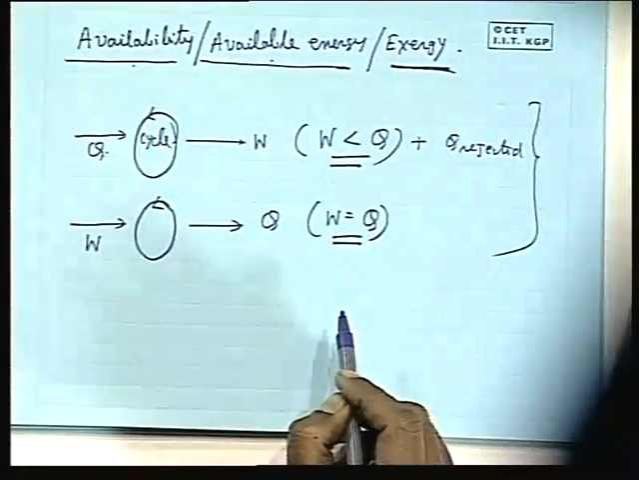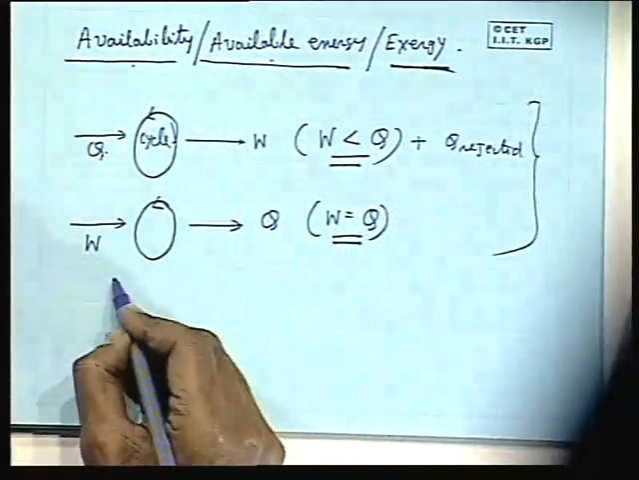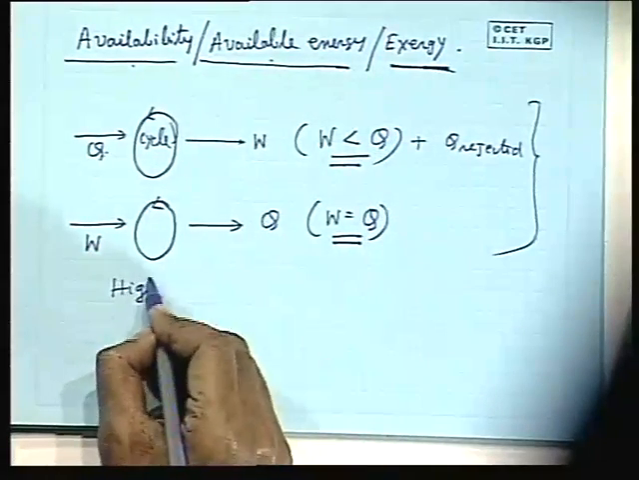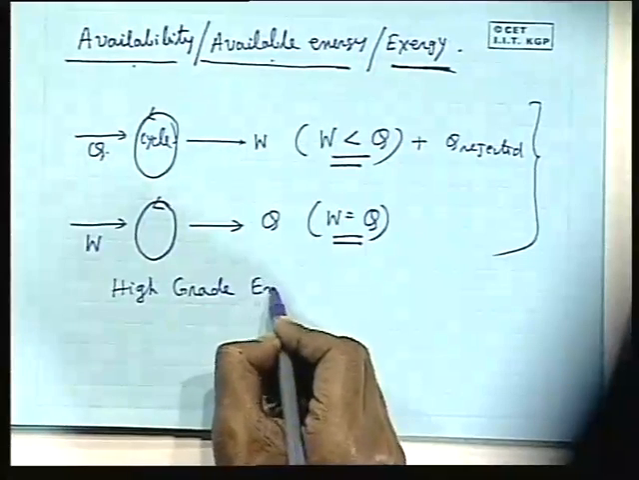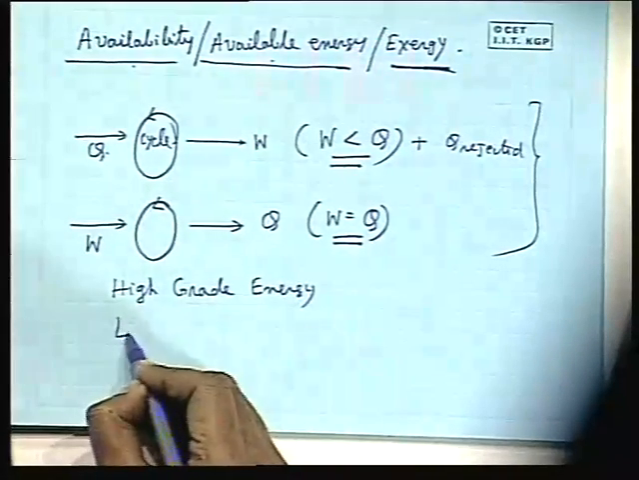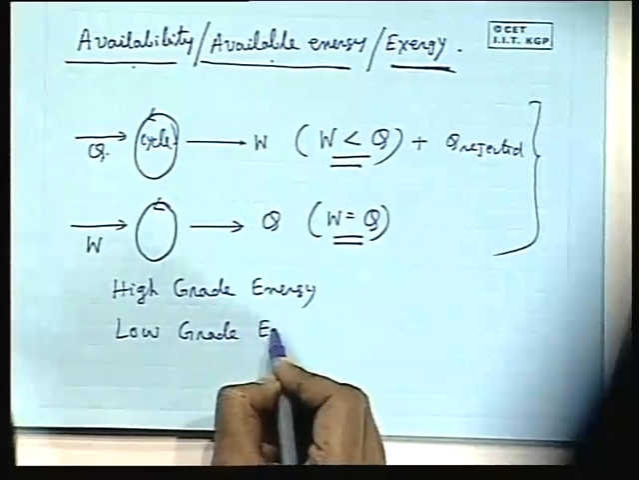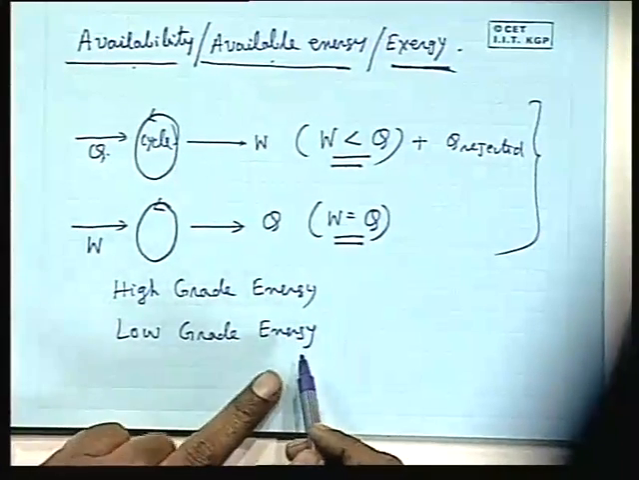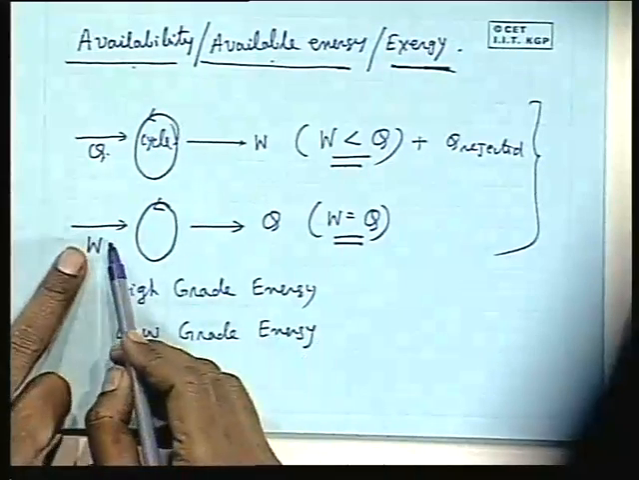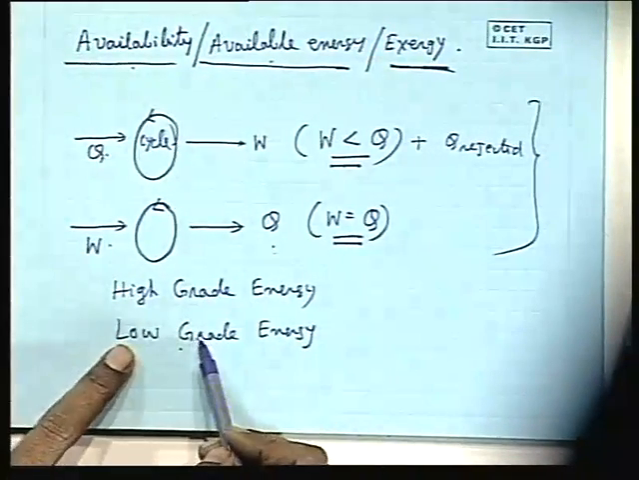foundation on which we define the two grades of energy, high grade and low grade energy. What is the definition of high grade energy? Do you know what high grade energy is? High grade energy is that energy, don't tell that it is work. Again, high grade energy is that energy which can be continuously converted into low grade energy. But low grade energy is that energy which cannot be continuously converted into high grade energy.